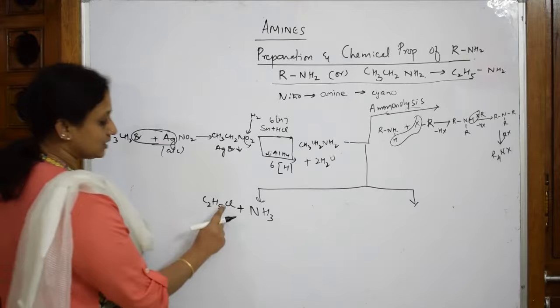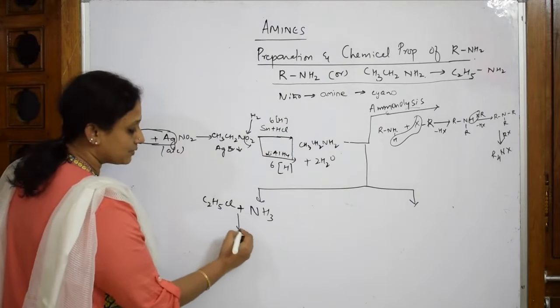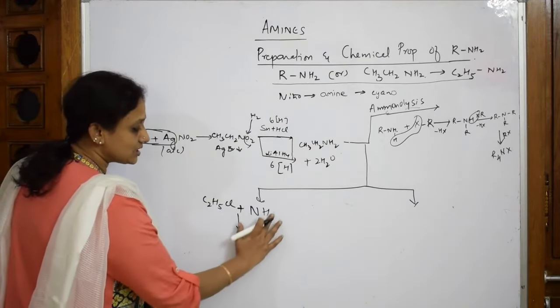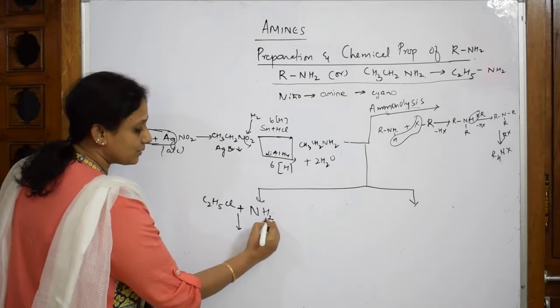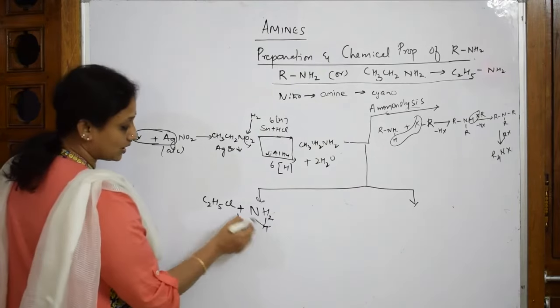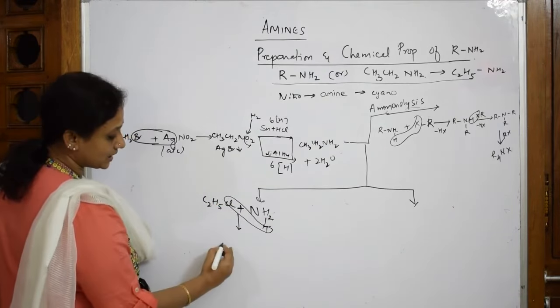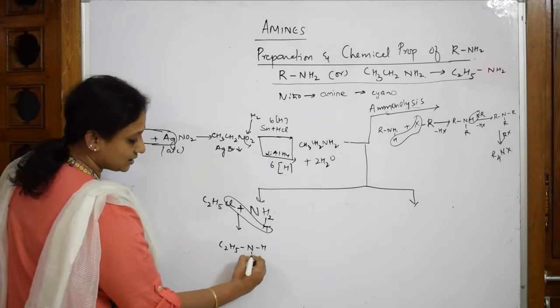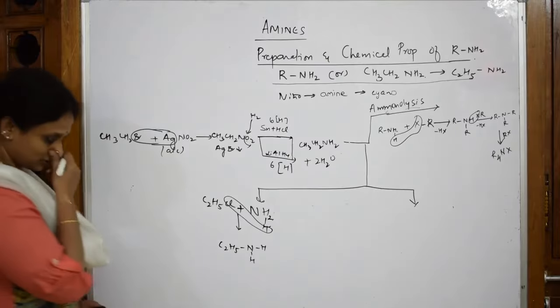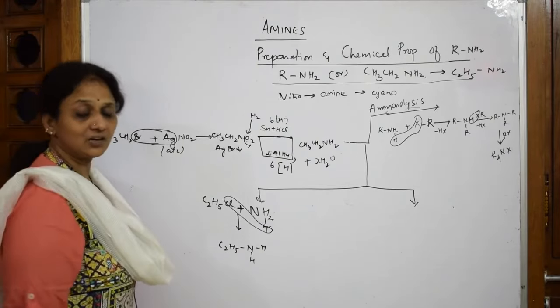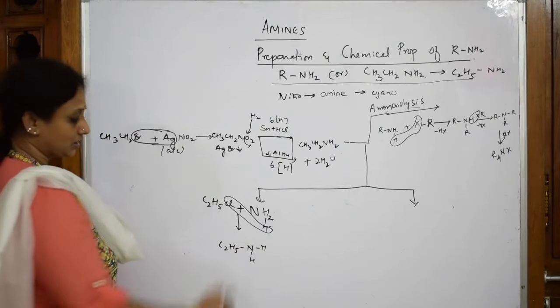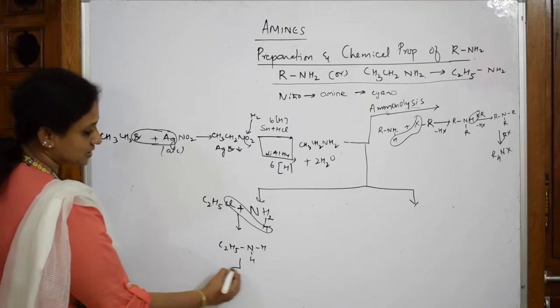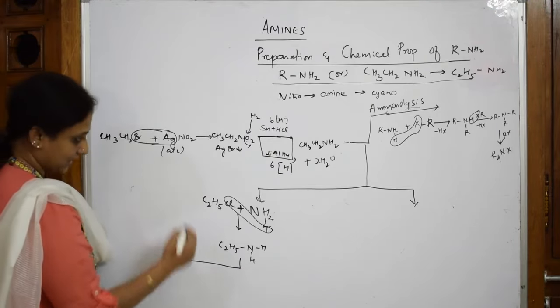So when you are adding, the first important thing, what is going to happen? There are 3 hydrogens. In these 3 hydrogens, I'm writing like this: 1 H and Cl comes out. What do I get? I get C2H5NH2. Done. So what is this? Ethanamine, ethylamine.